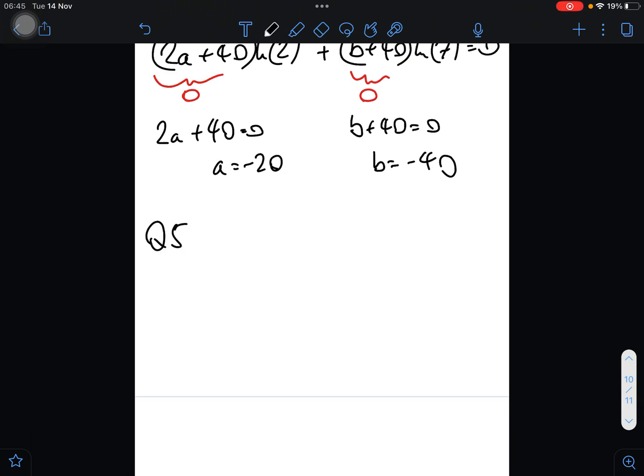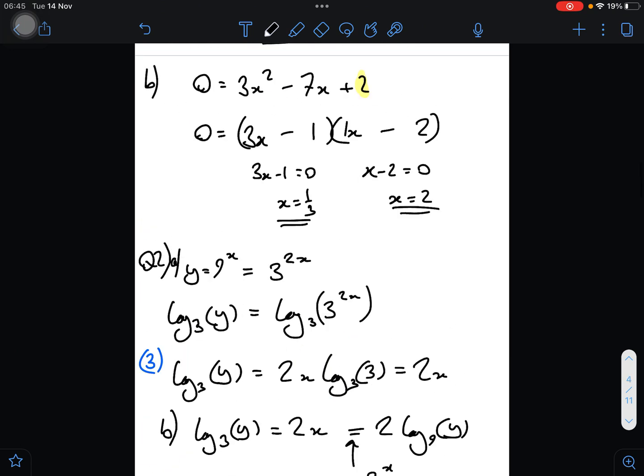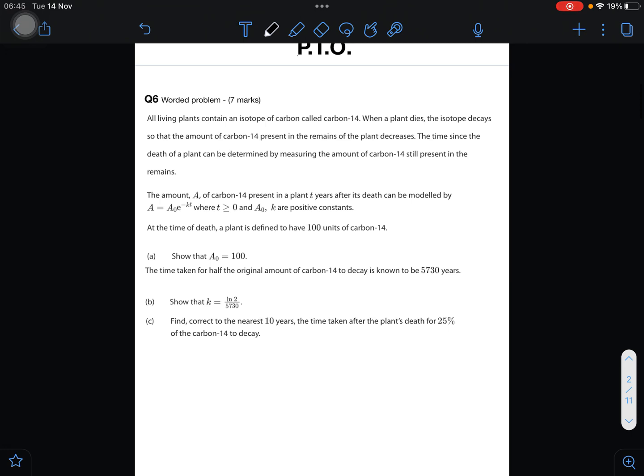Question 5. This might be more difficult because I've got to scroll up and down. It's question 6 now, sorry. All living plants have an isotope called carbon-14. When that plant dies, and so on. Okay, let's think about the key parts here. We've got the death is modeled by this function here, where they're positive constants, to present day t years after its death. So at t equals 0, we are a dead plant. At the time of death, a plant is defined to have 100 units of carbon.